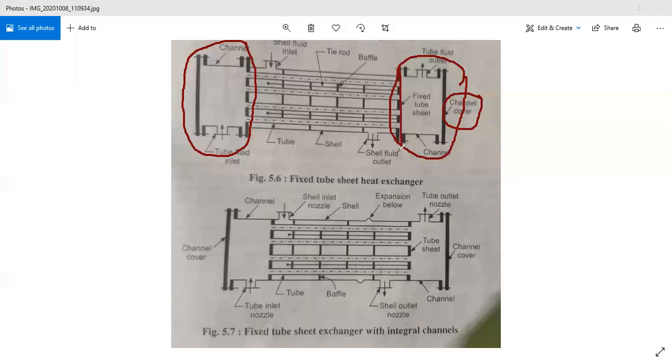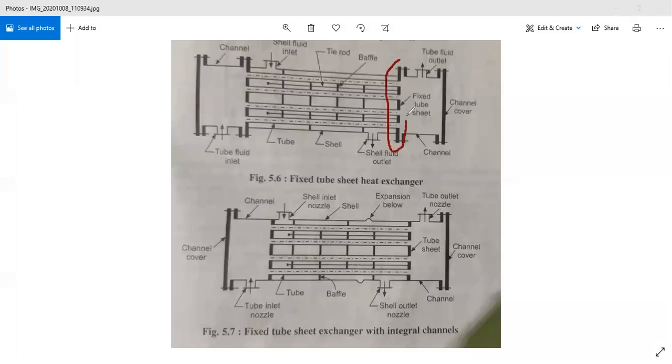Now this part is again connected with this sheet that is called the tube sheet, right? So this part is called the tube sheet because a number of tubes are incorporated in the metal sheet, and that is why this part is called the tube sheet. So this tube sheet is connected to the channel cover. So these are the main parts of the shell and tube heat exchanger.